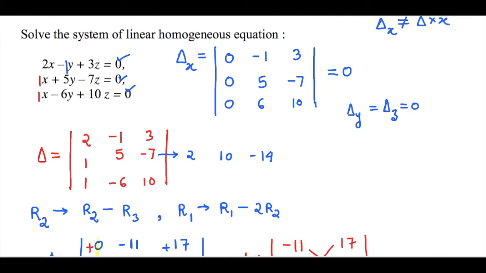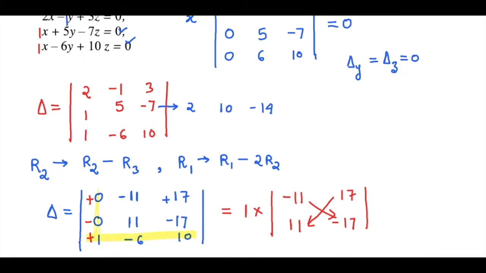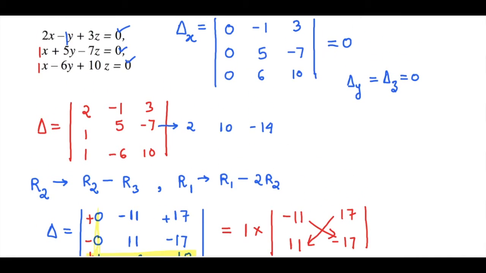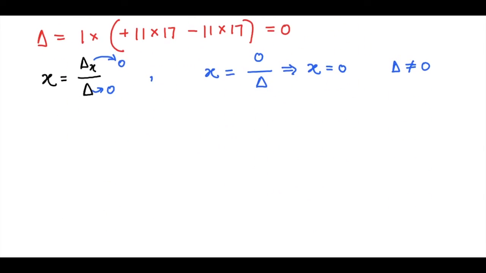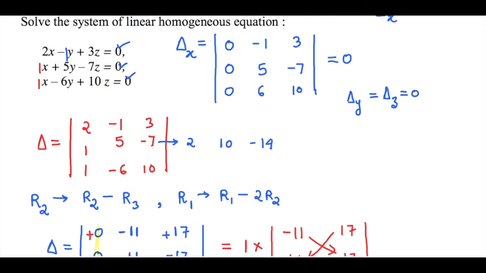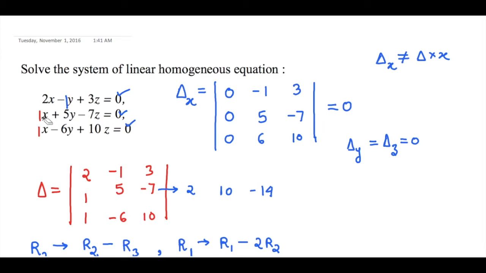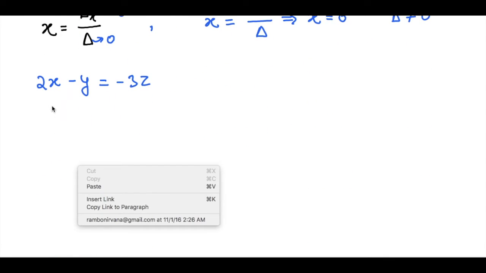Now to find the number of solutions, we have to rearrange equation number 1 and equation number 2. This is our first equation, and this is our second equation. If we rearrange, we will write 2x minus y is equal to minus 3z, and x plus 5y is equal to 7z.